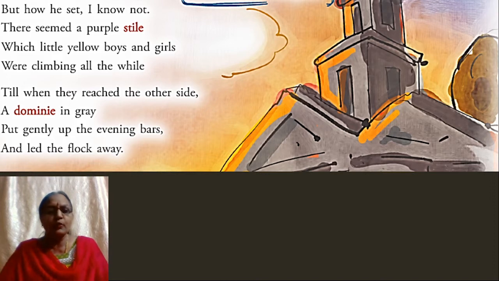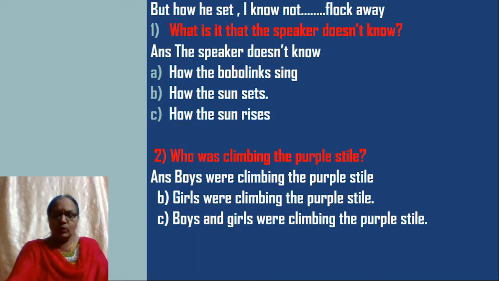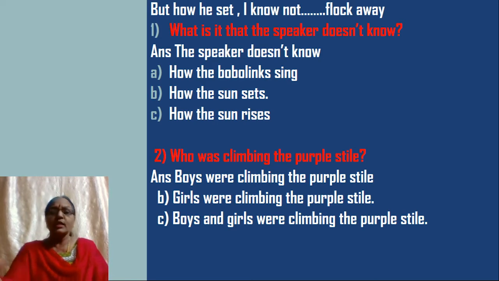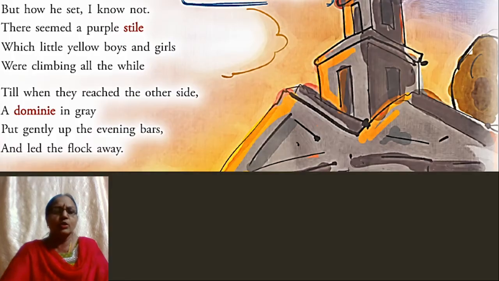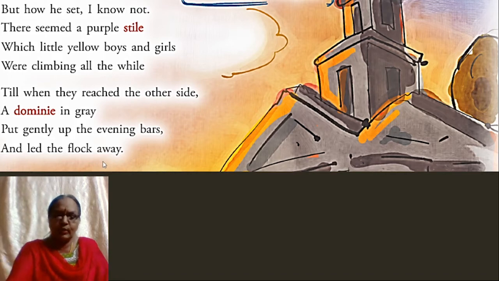I think you have understood the poem. Here, I'm going to take two stanzas and answer some questions. Your stanza begins here: But how he set I know not, till and led the flock away. So we end it with flock away. Let's look at the questions.